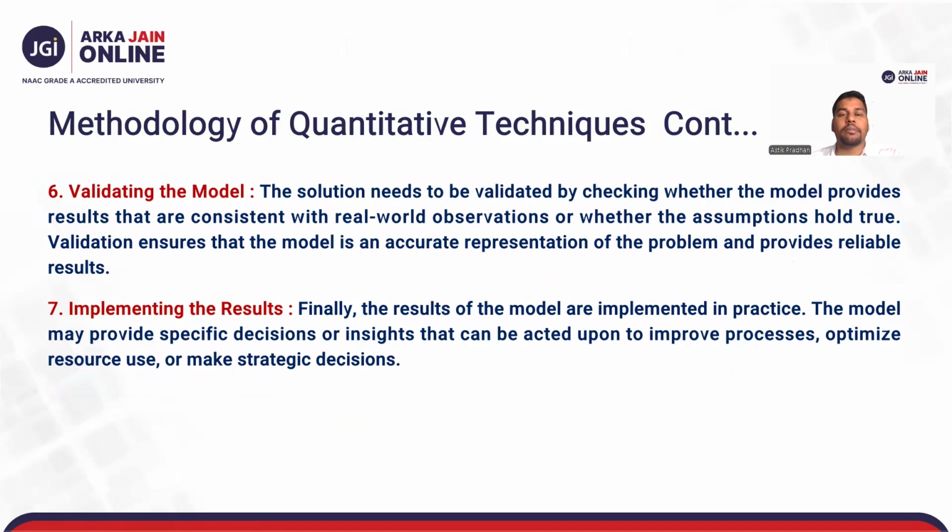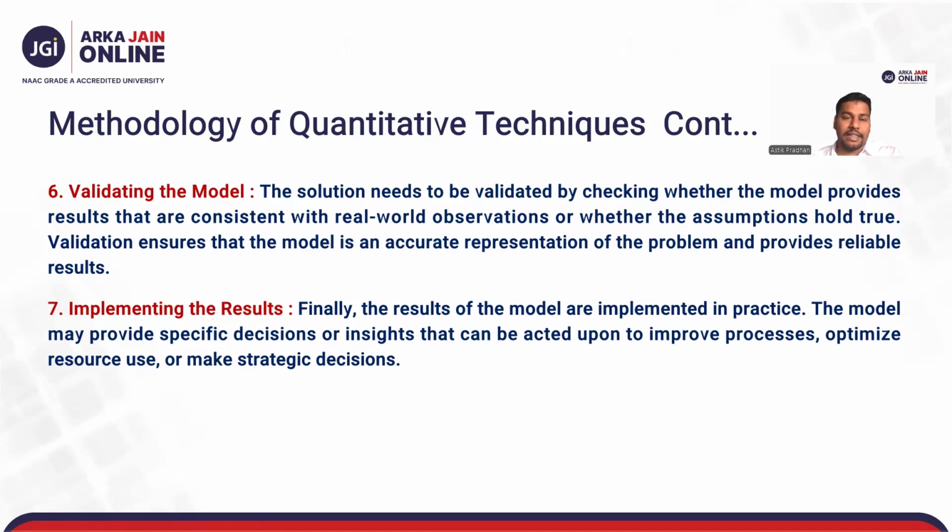The sixth one is validating the model. Is my model generating the output in the right format, and is it accurate or not? So validating the model is equally important compared to the other steps. The solution needs to be validated by checking whether the model provides results consistent with real world observations, or whether the assumptions hold true. Validation ensures that the model is an accurate representation of the problem and provides reliable results. So to get reliable results, validation of the model is equally important.